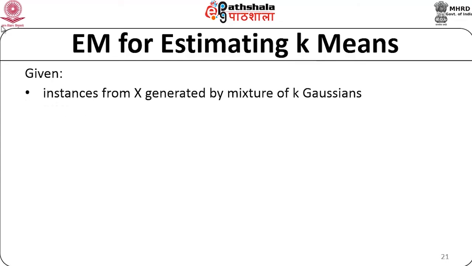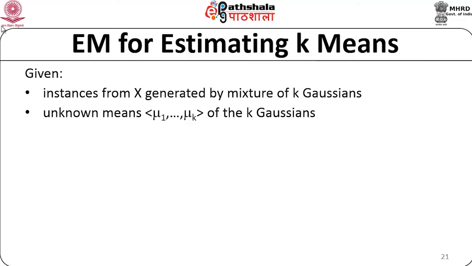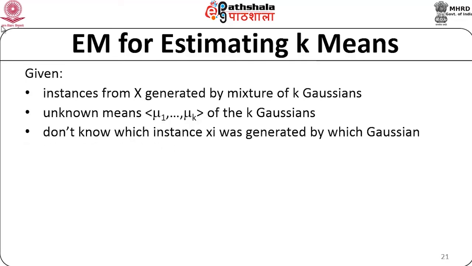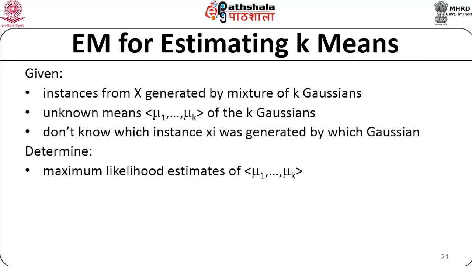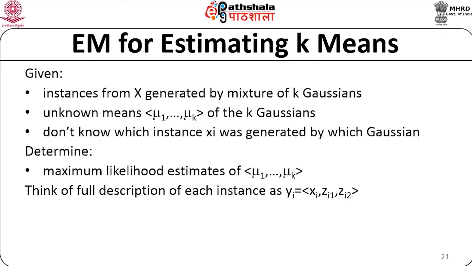So, given are instances of X generated by a mixture of K Gaussians, and you do not know the means of the Gaussians. Of the K Gaussians, it is mu 1 to mu k, we do not know the values. We do not know which instance xi was generated by which Gaussian. This is almost similar, you can map it to the coin. We do not know which coin gave you that toss sequence. So, we want to determine the maximum likelihood estimate of the means, that is what we want to do.